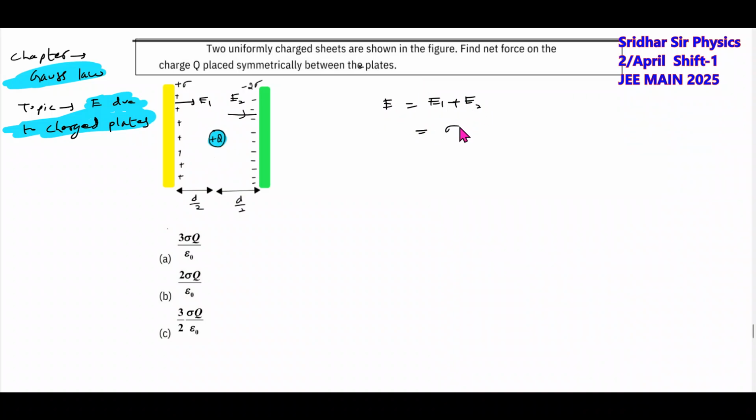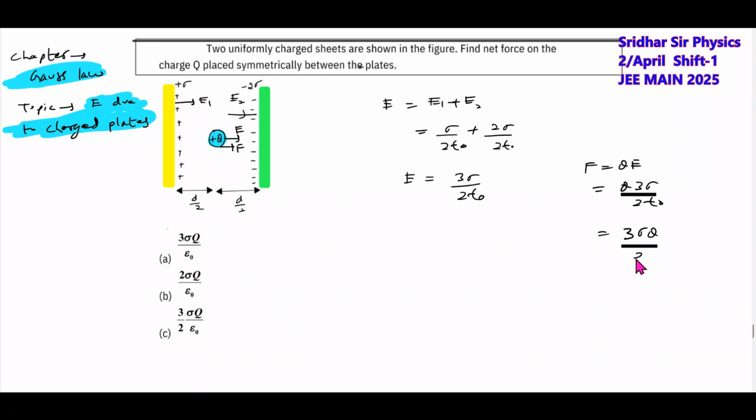How much is E1? Sigma by 2 epsilon naught. E2 will be 2 sigma by 2 epsilon naught. So the total will be 3 sigma by 2 epsilon naught. Then the net electrostatic field is in this direction. The force acting will be F equal to Q into E, so Q times 3 sigma by 2 epsilon naught, or 3 sigma Q by 2 epsilon naught. This is the force acting on this charged particle, and this will be your answer.